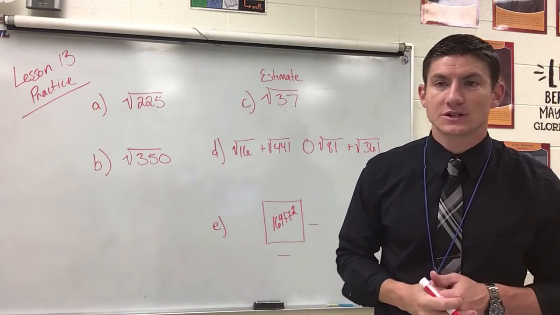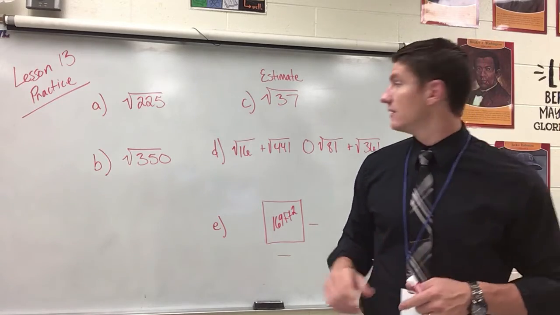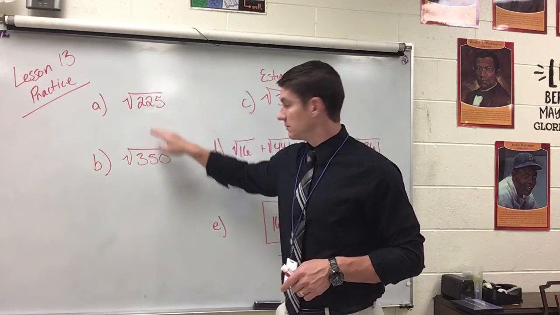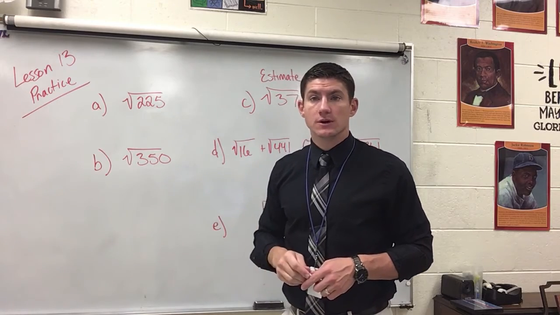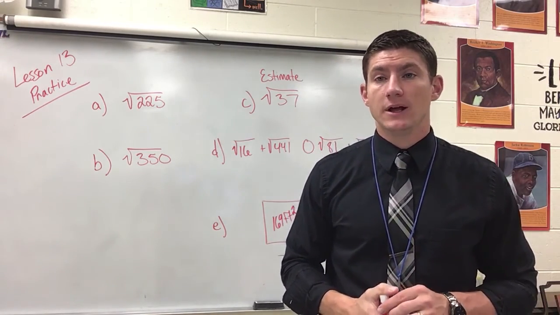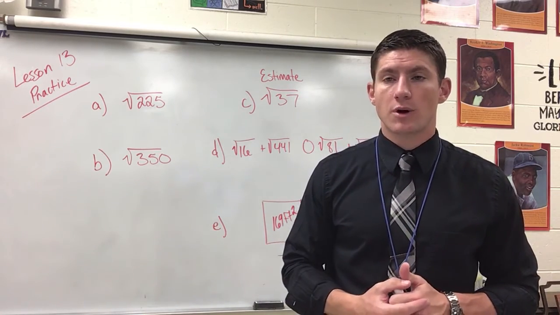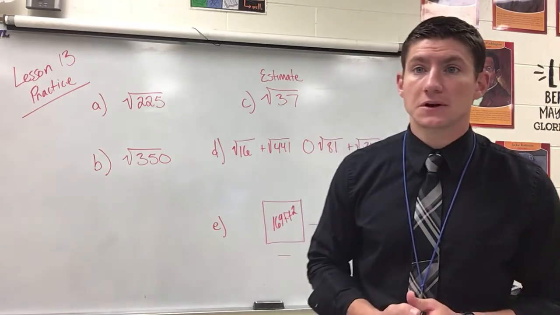Practice problems for lesson 13. In letters A and B, it's asking us if the radicand, that's the number underneath our radical symbol here, are perfect squares. In letter C, it asks us to estimate, and in letter D, it asks us to compare. Letter E, it's going to apply our understanding of square roots in a word problem. All these come right from the example problems that we learned in our lesson today.